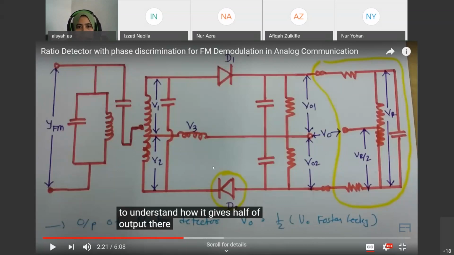Okay, maybe after this you can watch this YouTube video to help you understand more. So thank you, Afika, for the explanation. So maybe we can proceed to the third group first for the phase lock loop circuit.